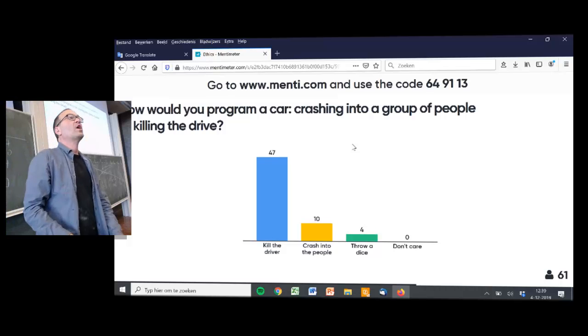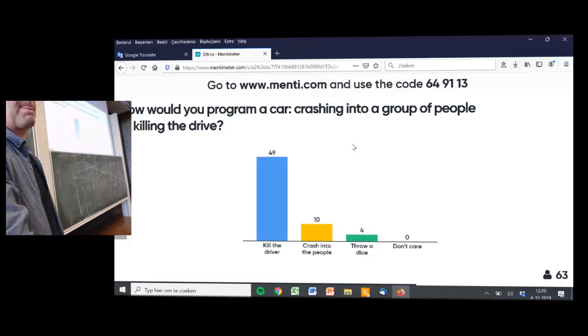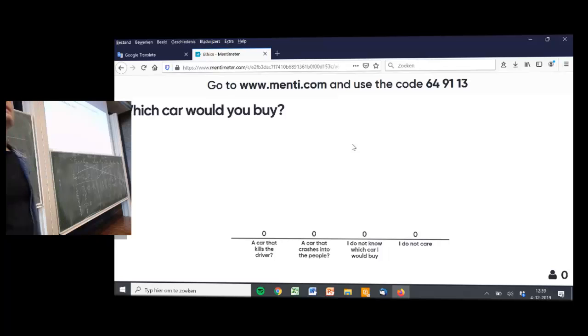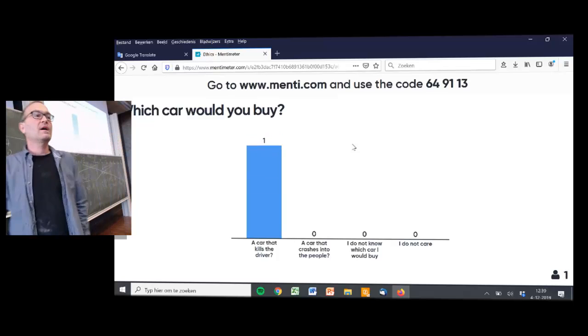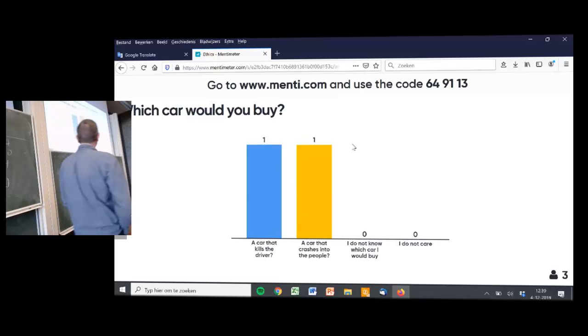Okay, I have one more and then I want to proceed. And that's this one: which car would you buy? Would you buy the one that kills the 5 people or the one that kills yourself?